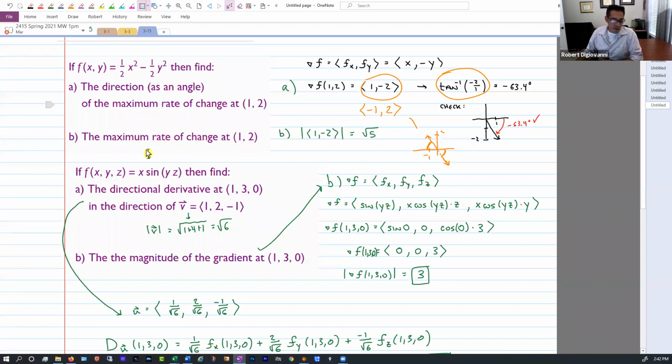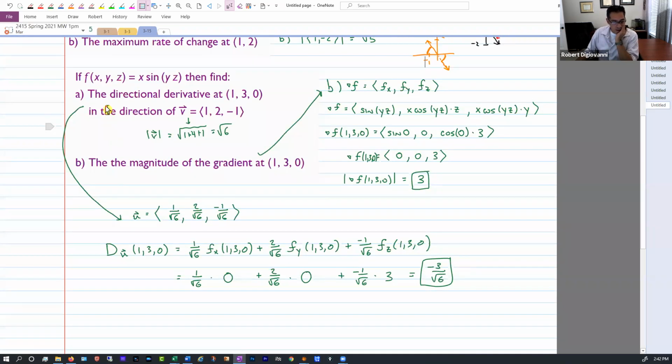Part B, just find the maximum rate of change. So you just take the magnitude of the gradient vector, which is this. Now on this next one, find the directional derivative at this point in this direction. This is where you first have to make this a unit vector, which I did here. Then you find the gradient vector, which I already did over here. Then you dot the two and plug in your points, so you get an answer. And then this part, you take the gradient vector, go to the point 1, 3, 0, plug in, and you get this vector. Then you find its magnitude, which is 3.